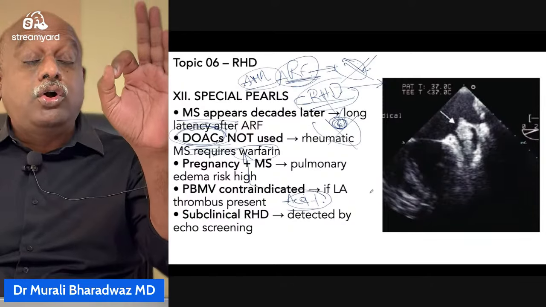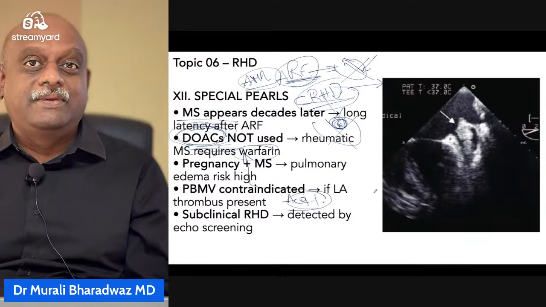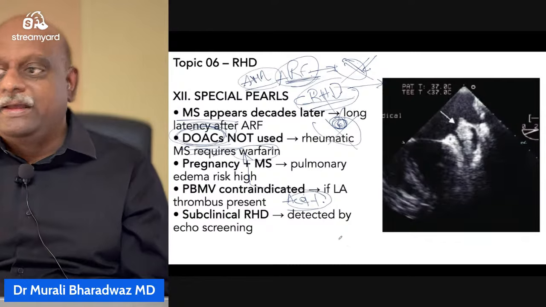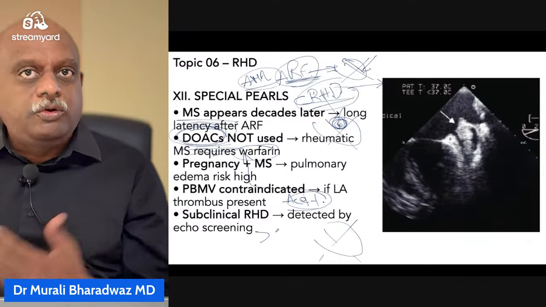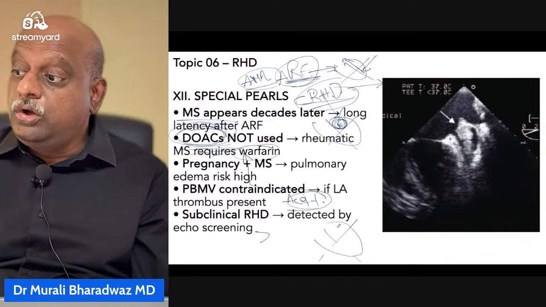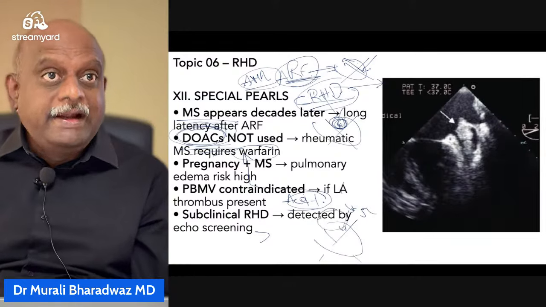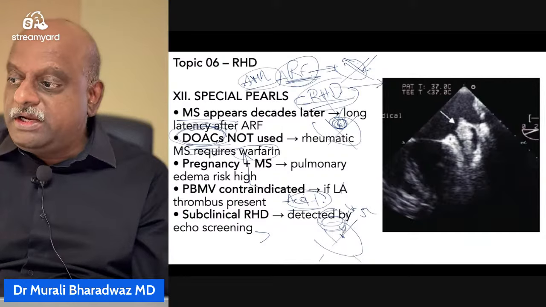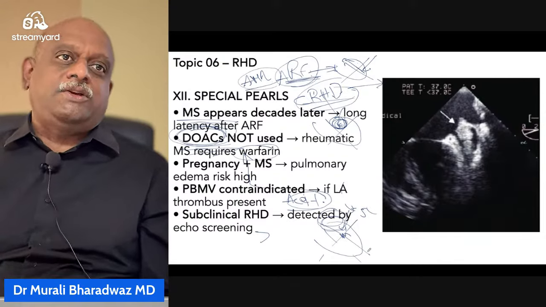All the stenotic lesions worsen in pregnancy. Why? Pregnancy is a state of increase in plasma volume by a significant amount. So if the regular heart receives 5 liters, you receive 8 liters. So if the lesion is stenotic, what will happen? It cannot push the extra volume and collapses.